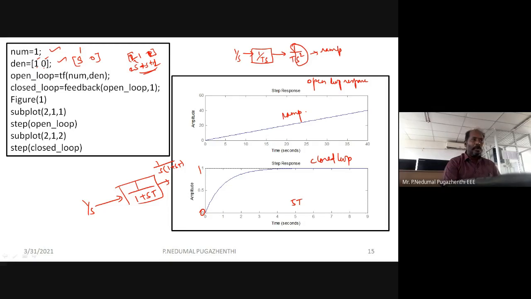So this is an open loop, 1 by S. Open loop is like this. If I add a feedback and the feedback value H of S is equal to 1, unity feedback, then I will get a closed loop system of 1 by 1 plus S. And this is a subplot, the first plot and the second plot, which is providing you open loop and closed loop.